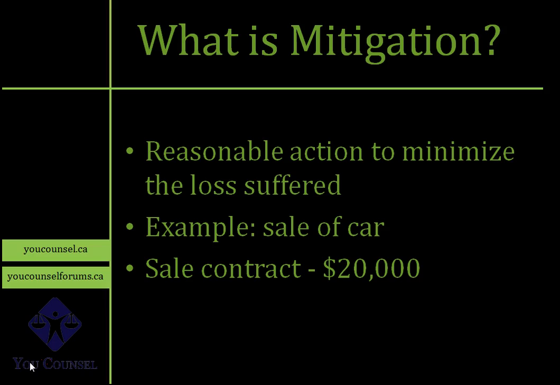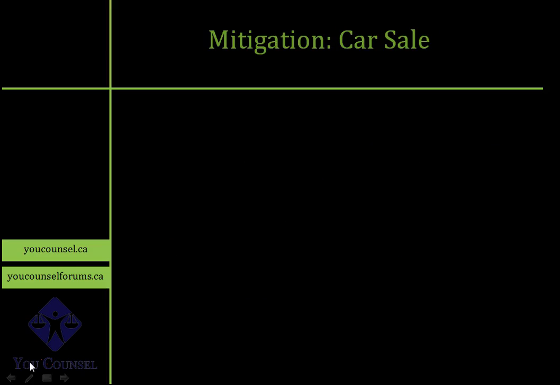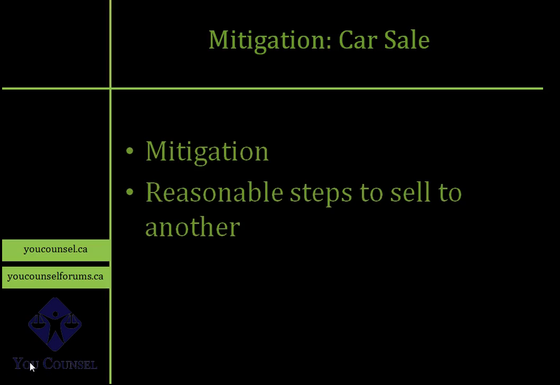For some reason, the person who entered into the contract with you does not fulfill it, does not pay you the money, and basically ignores the contract completely. If that's the case, then you have suffered a loss of $20,000, because you have a valid contract which is not being enforced. So what does the law ask you to do? The law asks you to try to mitigate your damages. In this case, how would you mitigate your damages?